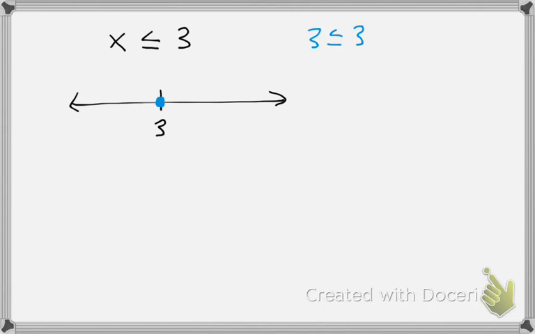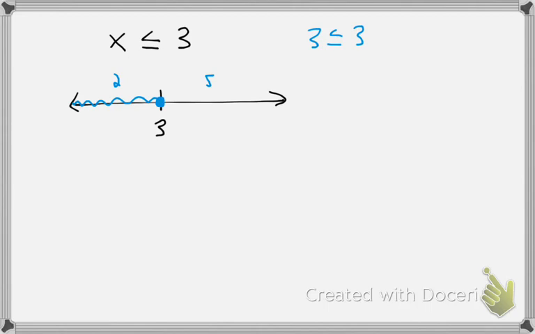And then shade less than. So for example, is 2 part of my solution? Yes. Is 5 part of my solution? No. So that's one way of doing it, graphing it.